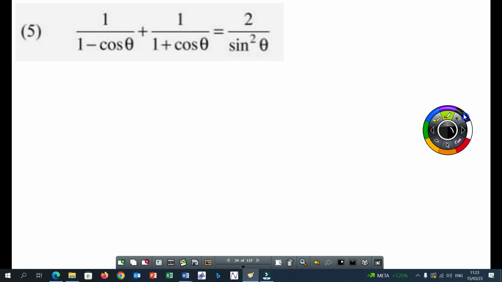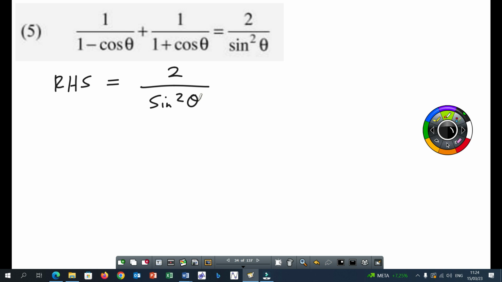Simulate the right-hand side completely and get the left-hand side. And the way you do it, it's so interesting. So our right-hand side, we have 2 divided by sine squared theta. Now, if you look at the left-hand side, we have got cos here and we have got cos there.